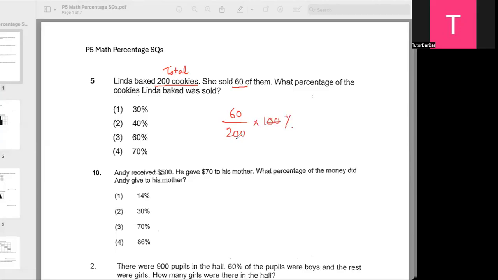This 20 and this 20 you can cancel. Then this 2 is 2 divided by 2, which is 1. 60 divided by 2, you will get 30. So the answer is 30%.